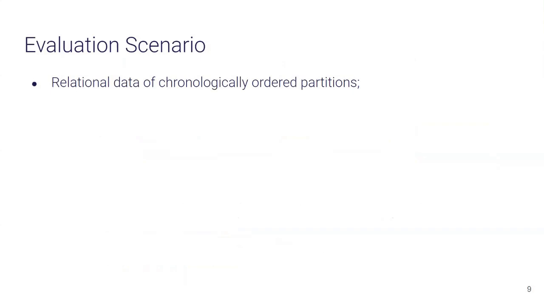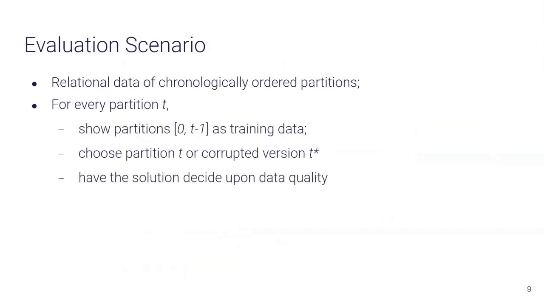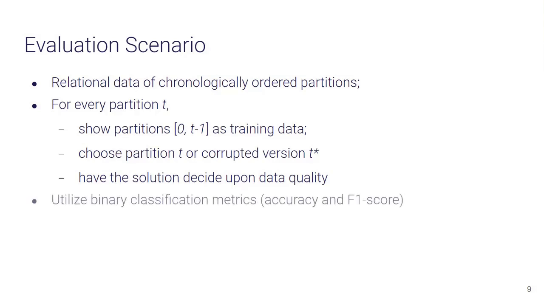As for the evaluation scenario, we use the following scheme. We take relational data that consists of chronologically ordered partitions. For every partition T, we use the previous partitions from time step 0 to time step T-1 as training data for our model. And then we randomly choose either the partition T or its corrupted version T star, show it to the model, and let it decide whether the batch is of acceptable data quality or not. We then use binary classification metrics such as accuracy, F1 score, or the area under the ROC curve to evaluate how well the model performed.